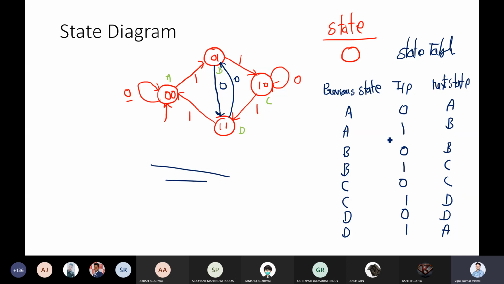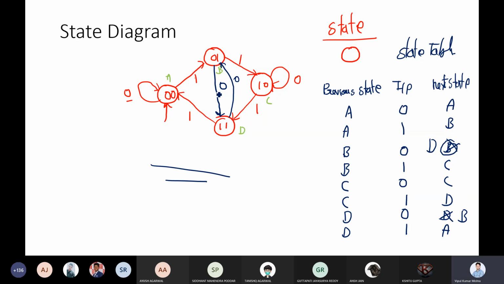What different modification will you make? So this is your B, yes, definitely. Once B gets 0 input, it will go to D, right? And in case of D, when it gets 0 input, it will go to B. So once you look into this state diagram, you can easily make the state table. Now, one important point in the state table or state diagram: when can you say it is complete?